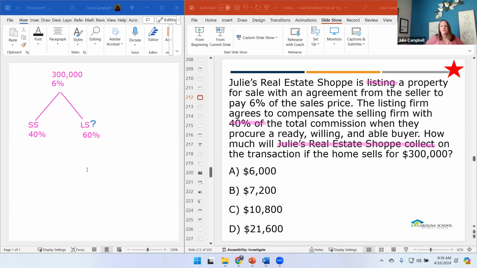Yeah, don't get bogged down in that, because we only get paid when it closes. So we can dream, but we don't actually have that coming. Okay, questions on the 60% split. How do we get 60% for the listing side? Julie's Real Estate Shop.